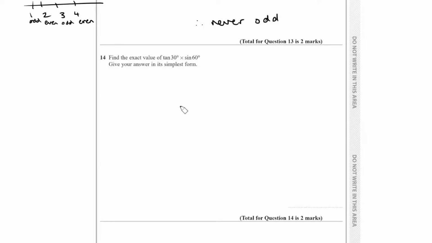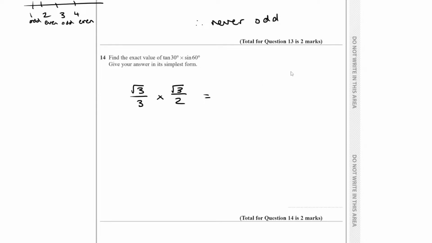Okay, this one, obviously with non-calculator, you're supposed to know the values. I don't know, well, it's next week, isn't it? So you're either going to know them now or you're going to memorize it the night before, I don't know. Either way, find the exact value of tan 30 times sine 60. So tan 30 we should know is root 3 over 3, and then obviously multiply it by sine 60, which is root 3 over 2. At this point, it's just surds, really, isn't it?